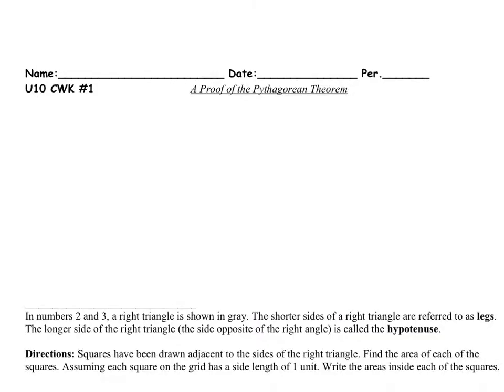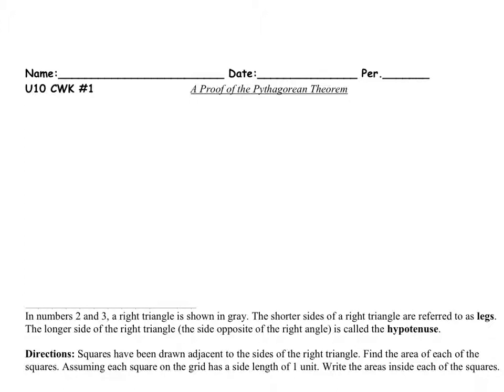So this unit has a lot to do with the Pythagorean Theorem. This particular lesson, we're looking at the proof of it, specifically the windmill proof of it. In numbers 2 and 3, a right triangle is shown in gray. The shorter sides of a right triangle are referred to as legs. The longer side of the right triangle, the side opposite the right angle, is called the hypotenuse.